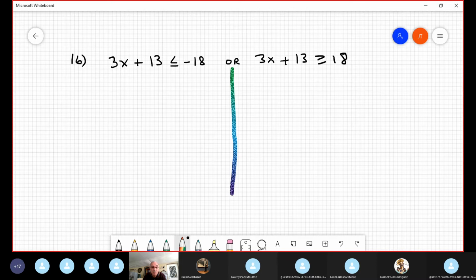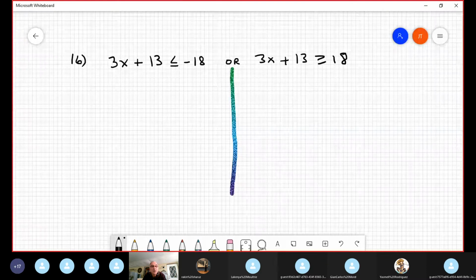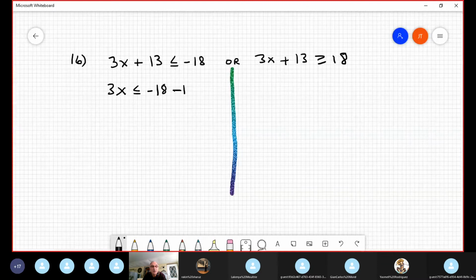Okay, again, this is a compound inequality with two pieces. We solve it separately and finally connect by OR. Okay, 3x less than or equal to negative 18 minus 13. 18 and 13 is 31. You see, 20, 30, 18, 13. Yeah, 31. Negative 31.